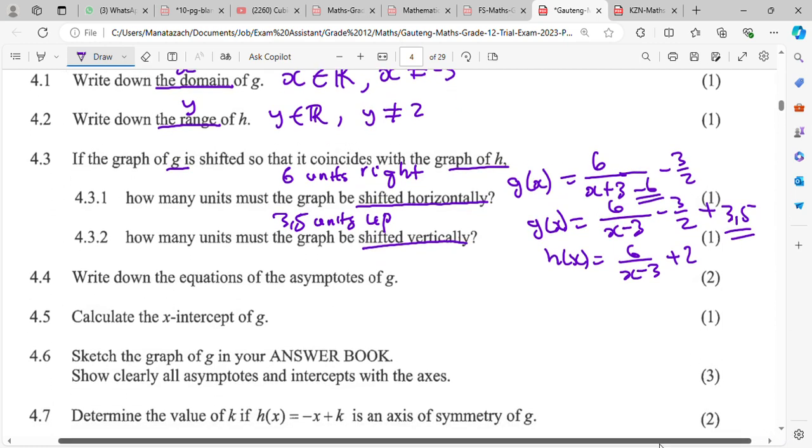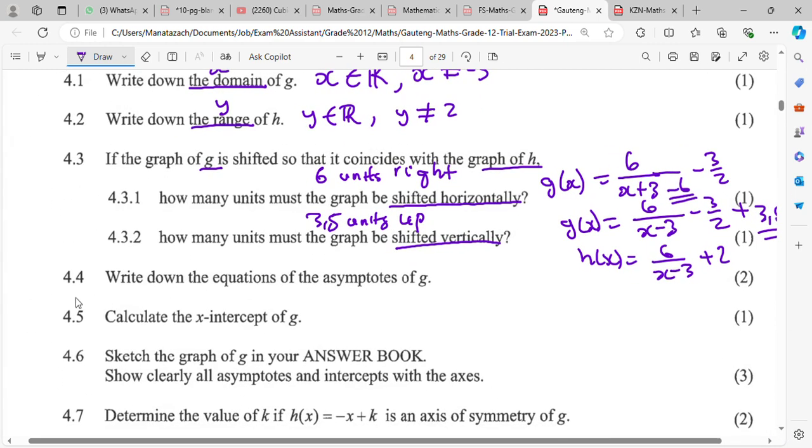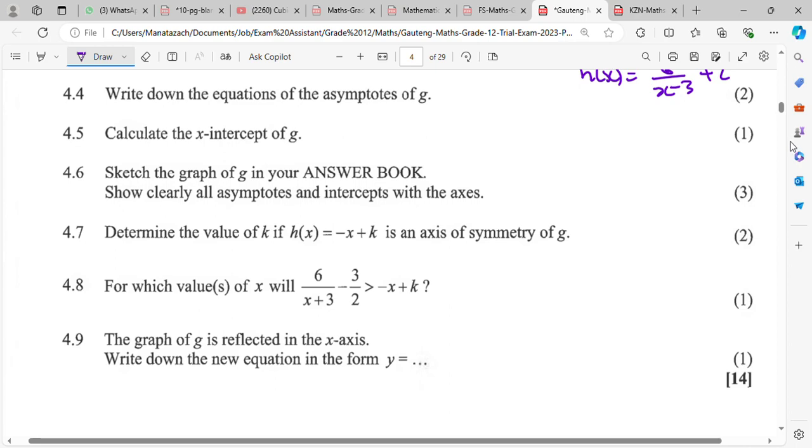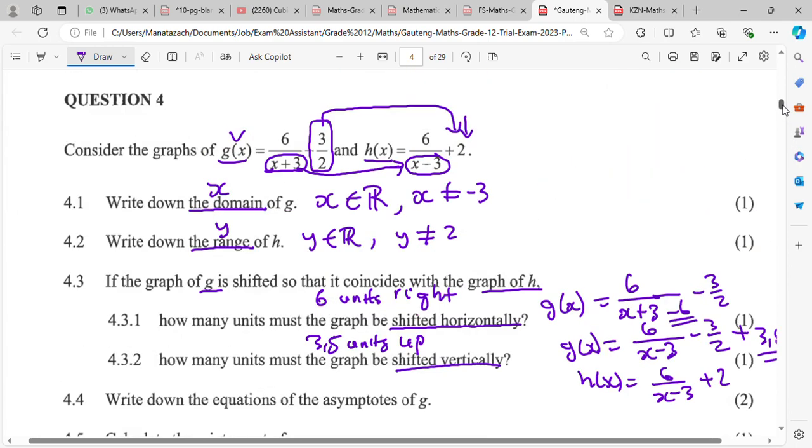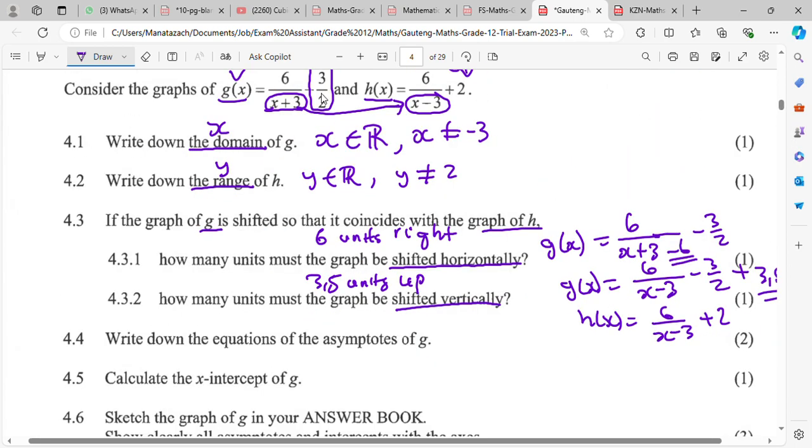I hope that's clear. Now let's move to question 4.4. Write down the equations for the asymptotes of g. Alright, so remember the graph of g. Let's just go up a bit. Here's the graph of g there.